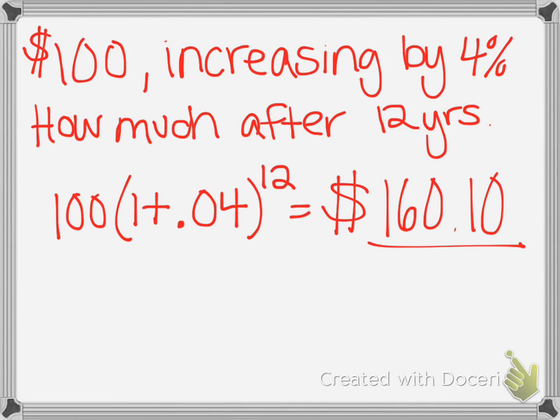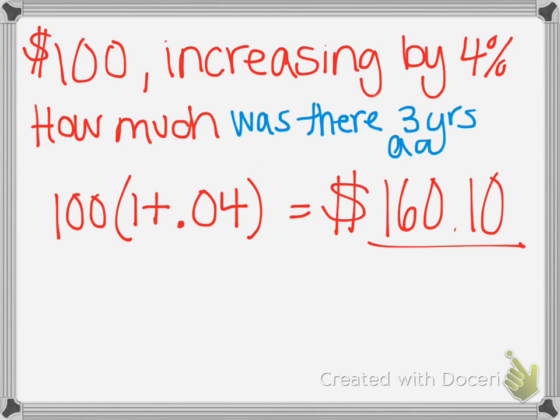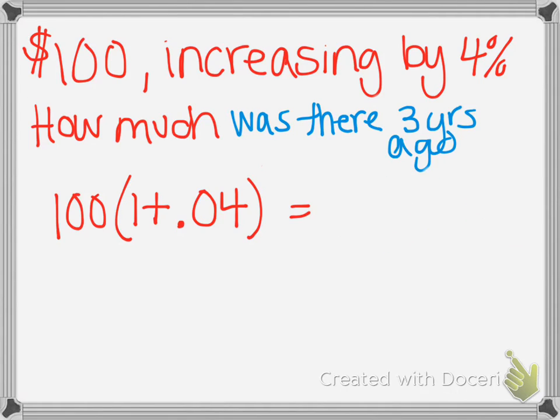Another situation that you might run into is, say we go back to that $100, that first problem. $100 and it's increasing by 4%, except instead of saying how much will you have after 12 years, let's change that. Let's change it to how much will there be, or was there, and let's do 3 years ago. So if you remember when we talked about this in class, that is the only case where a negative comes in because time is now in the past. So we are at negative 3 years.